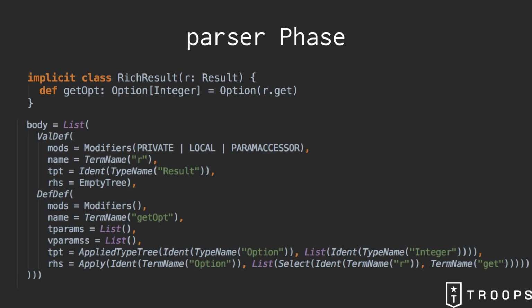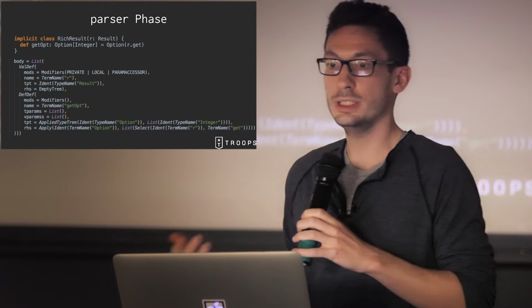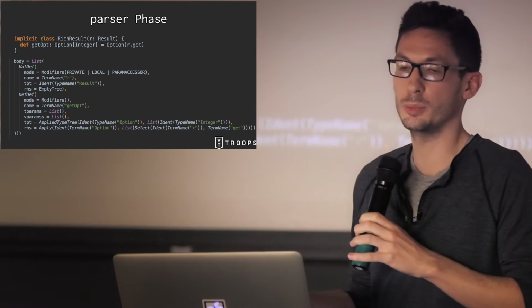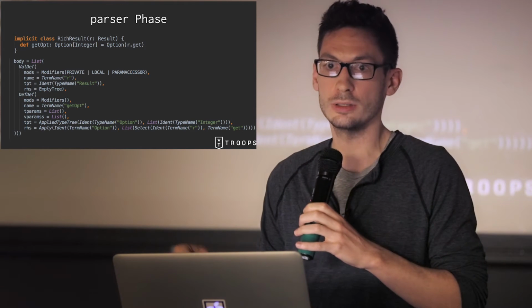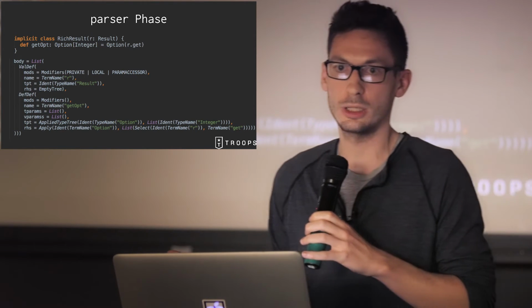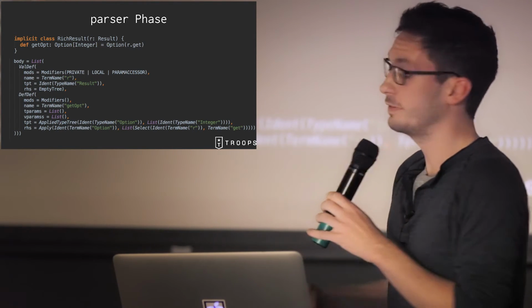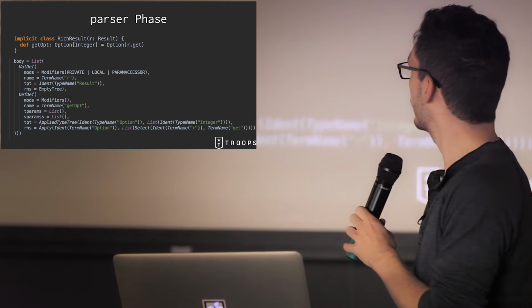And the right-hand side is the implementation. It's what this definition is equal to. In this case, it's equal to nothing. The constructor sets the value of R. R doesn't have its own value. It's not a method. It's not a field with an implementation next to it.